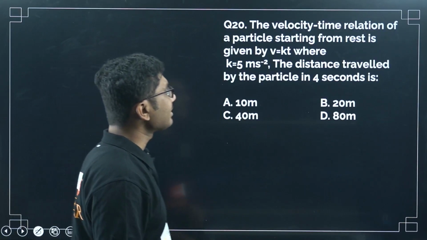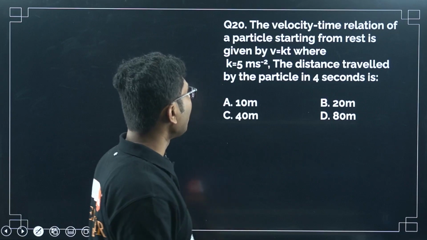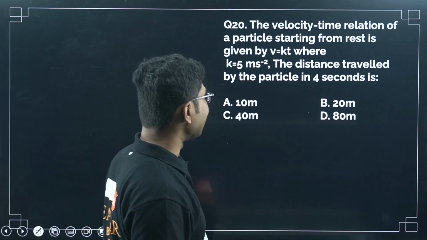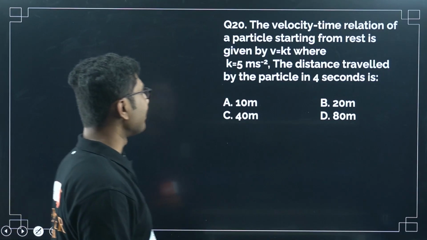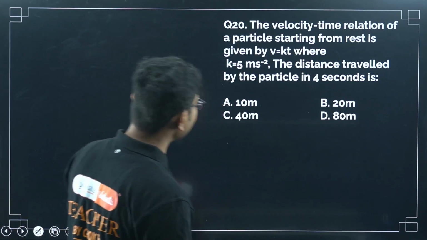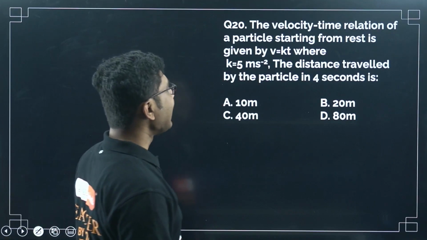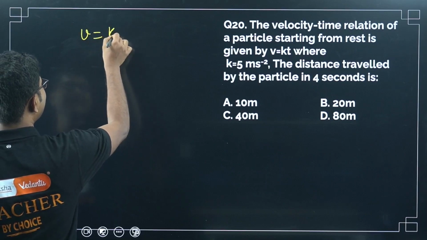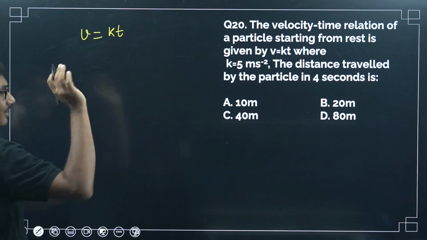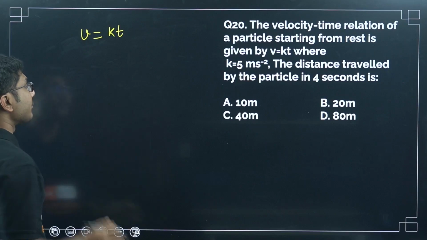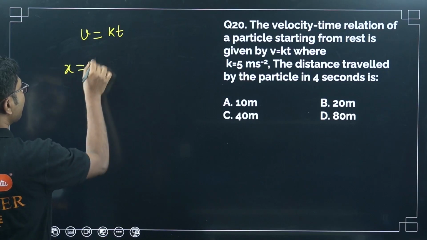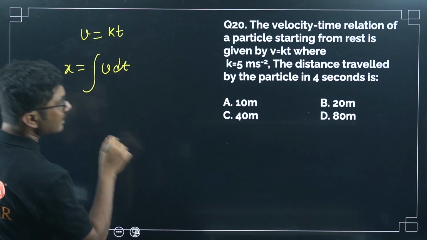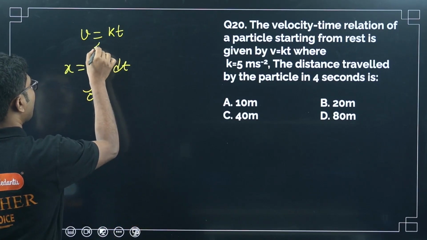Question number 20. The velocity time relationship of a particle starting from rest is given by V equals kT, where k is equal to 5 meter per second square. The distance travelled by the particle in 4 seconds is. So here velocity is given by kT. We know that there are 2-3 different ways to solve this question. The easiest way is displacement equals integral of V dt. Displacement is from 0 to 4, right.